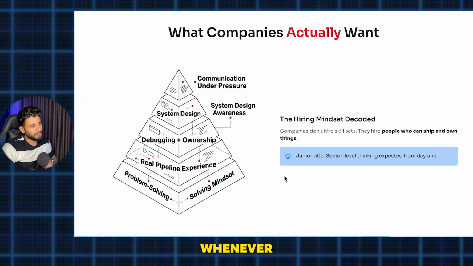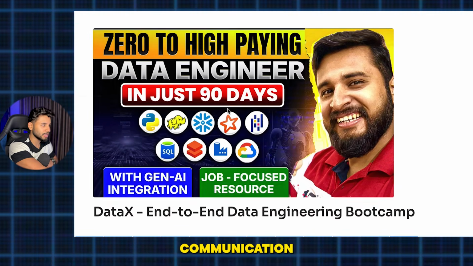Whenever you want to apply to any kind of company, this is what the companies want. First thing is problem solving. Very, very important. Problem solving mindset is very important. Next thing is real pipeline experience you have to build. You need to know how to build a pipeline. Very important. Debugging. You need to know about debugging, how to take ownership, how to do the things. Next thing is your system design. Any kind of problem coming, you have to scale the system. How to scale those things, that is how you have to build the things. Communication is very, very important.